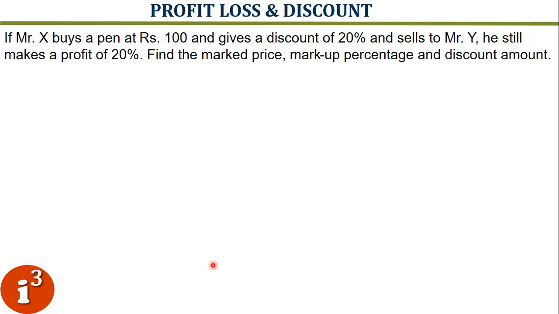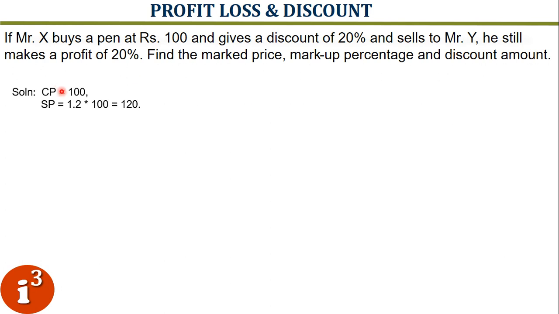Let's solve this to understand it more. If Mr. X buys a pen at rupees 100 and gives a discount of 20% and sells to Mr. Y, he still makes a profit of 20%. So he purchased the pen at 100 rupees, he gave a discount of 20%, and even after giving a discount of 20%, he still makes a profit of 20%. Find the marked price, markup percentage, and discount amount. It's a very simple problem.